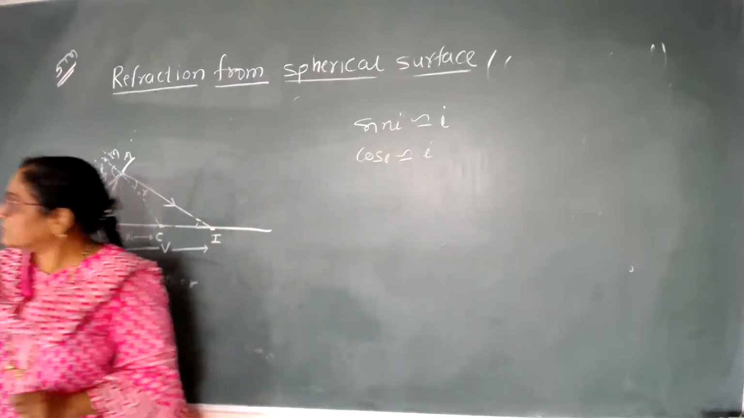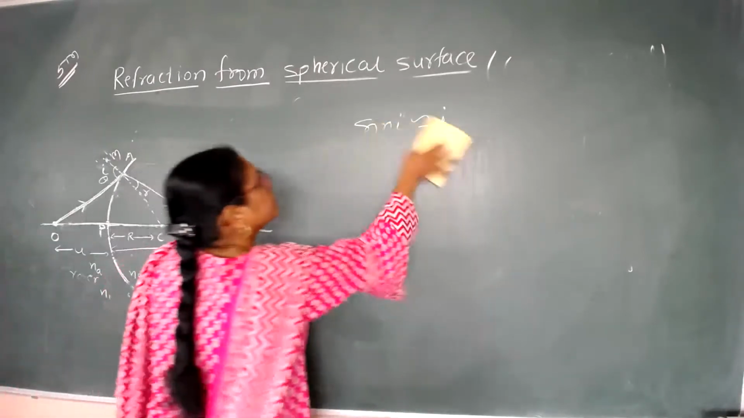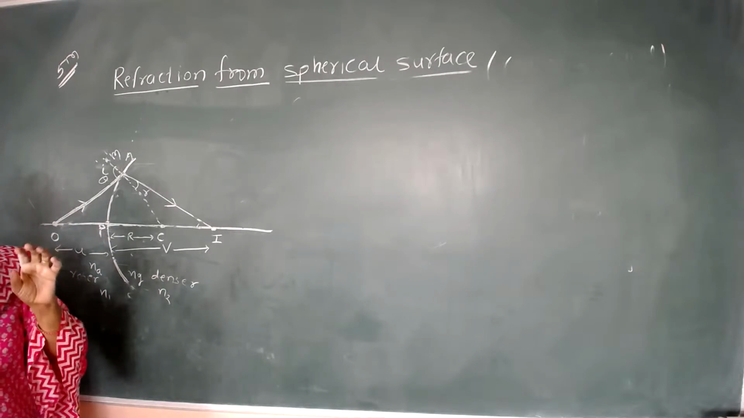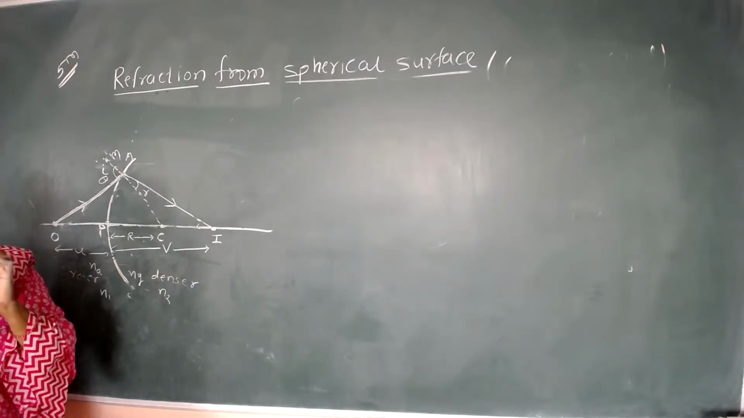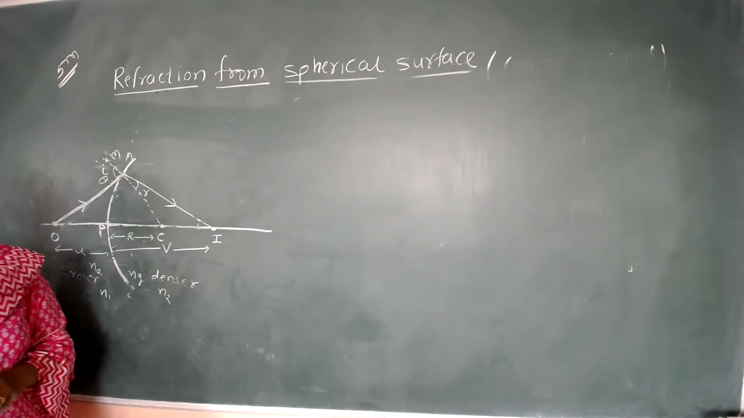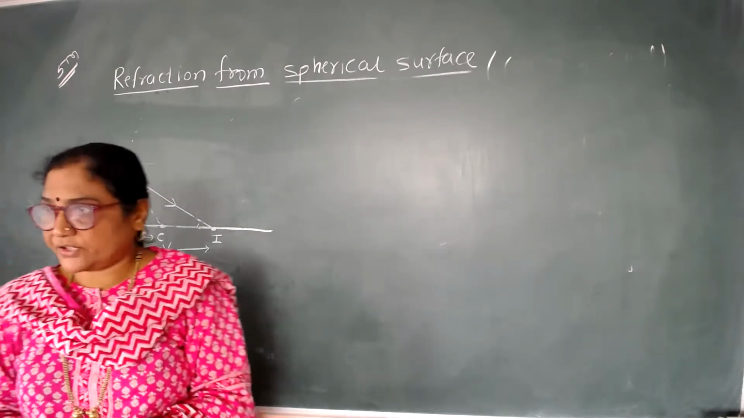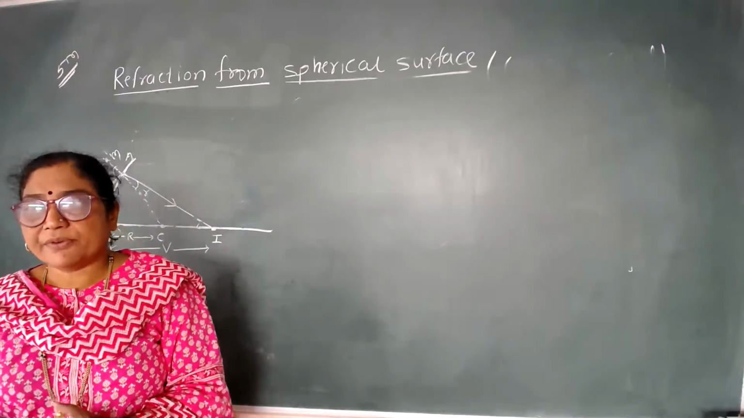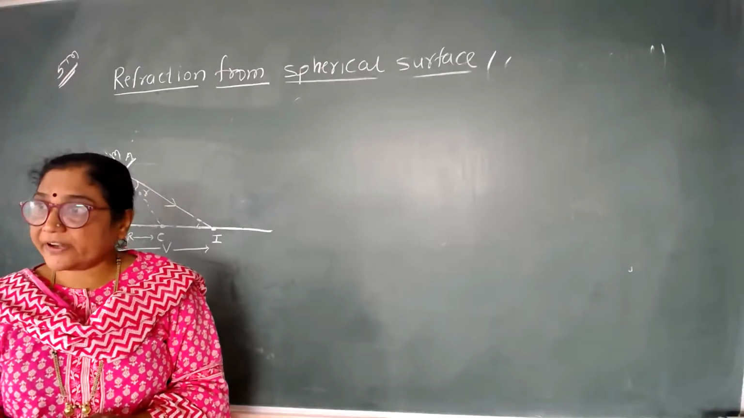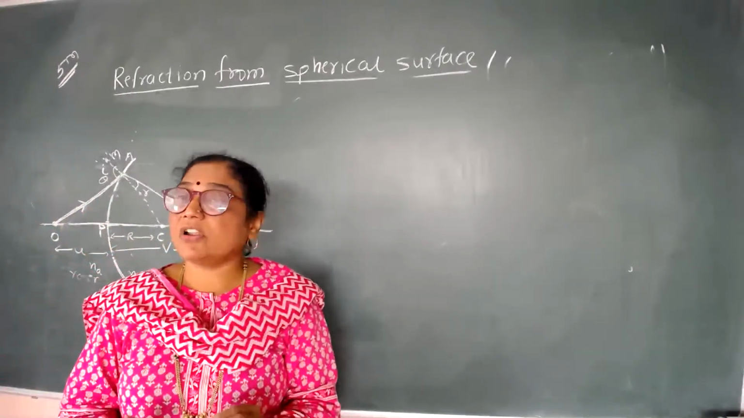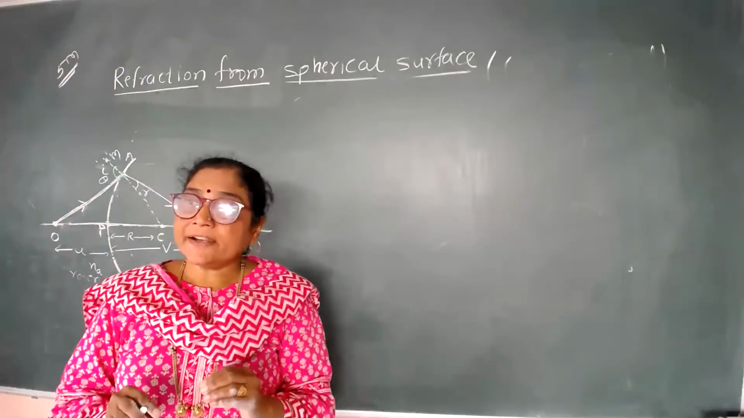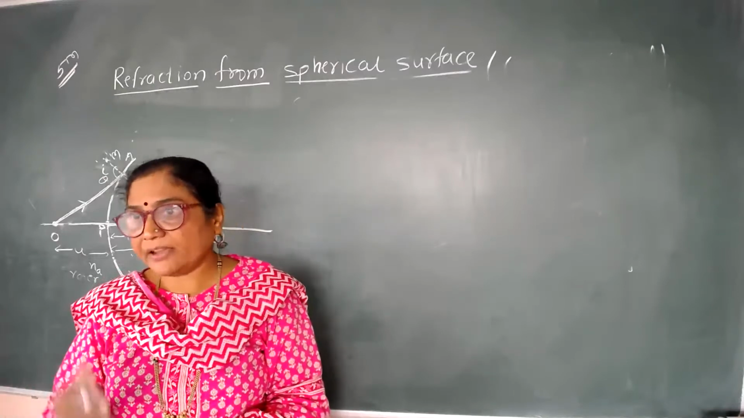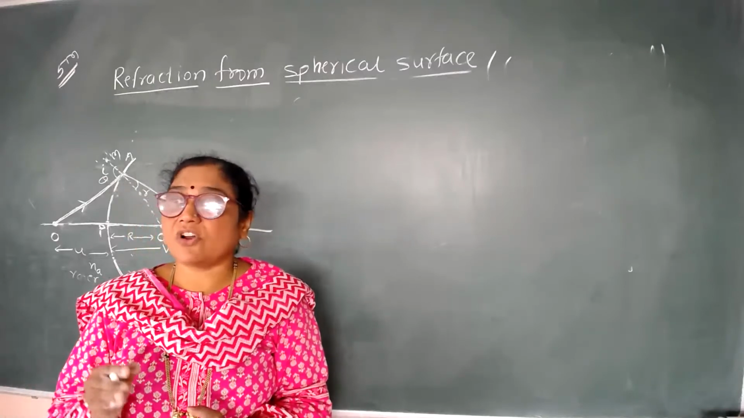Then we derive this. Here we want to find U, V, R and N. Before that, we apply Snell's law of refraction. What is Snell's law here? The first one is that the incident ray, refracted ray, and normal at the point of incidence all lie in the same plane. The second condition is that sin I by sin R is equal to N2 divided by N1. This is known as Snell's law of refraction.